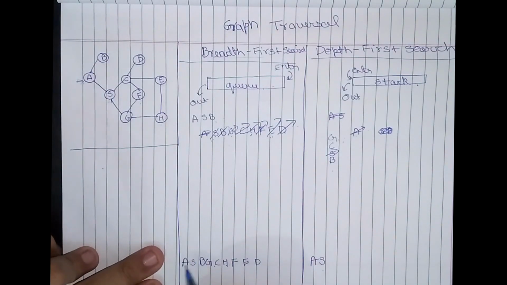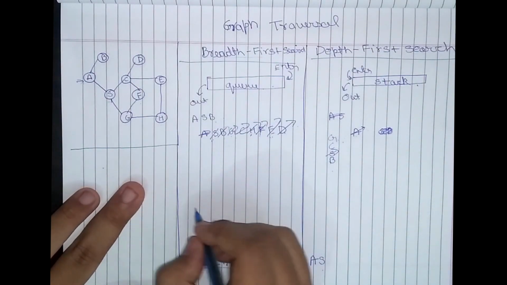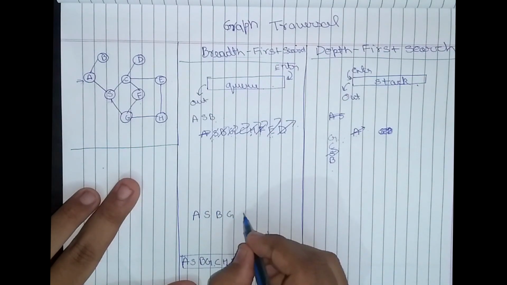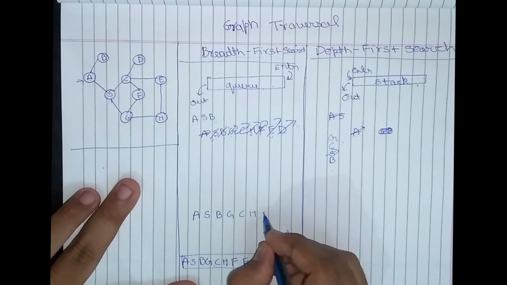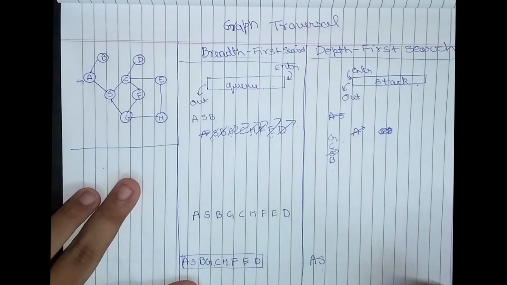So here we go, this will be our breadth first traversal. Let me write it down clearly. A, S, B, G, C, H, F, E, D.